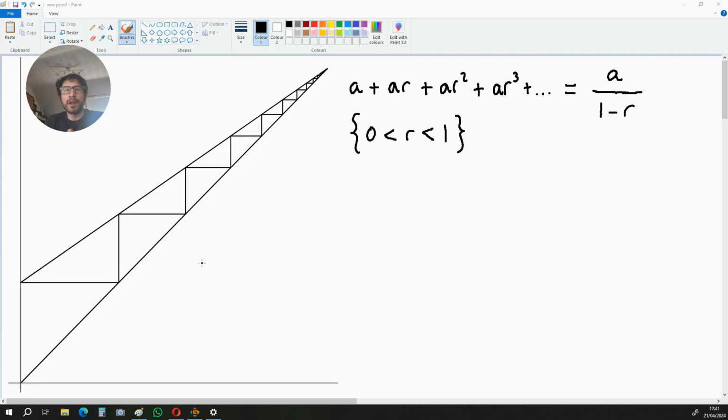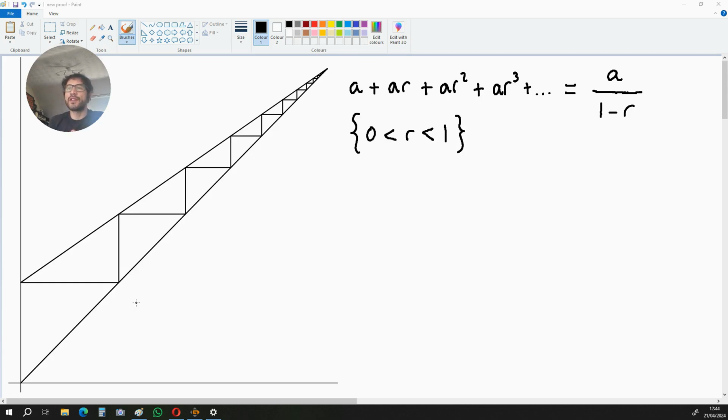Hi, in this video I'm going to be showing you why the geometric series a plus ar plus ar squared plus ar to the power of 3, etc., is equal to a over 1 minus r when r is between 0 and 1. I'm going to show you this using this diagram over here to the left.